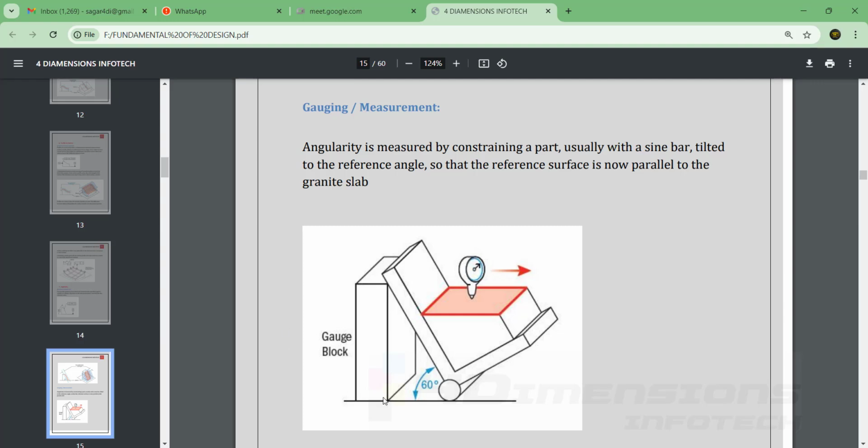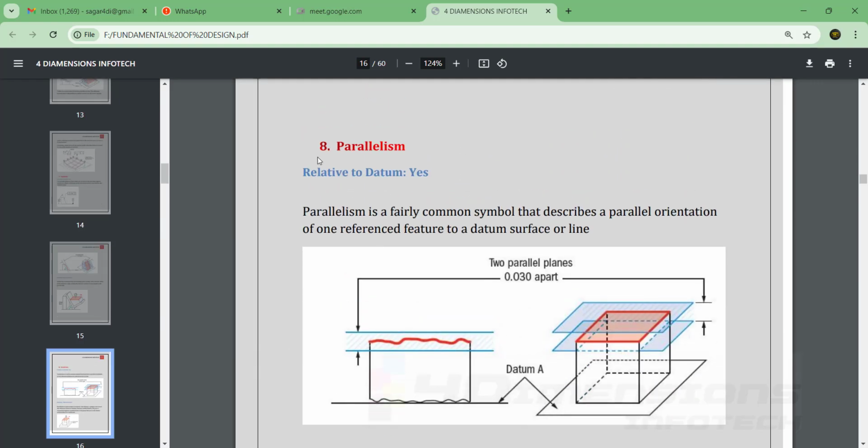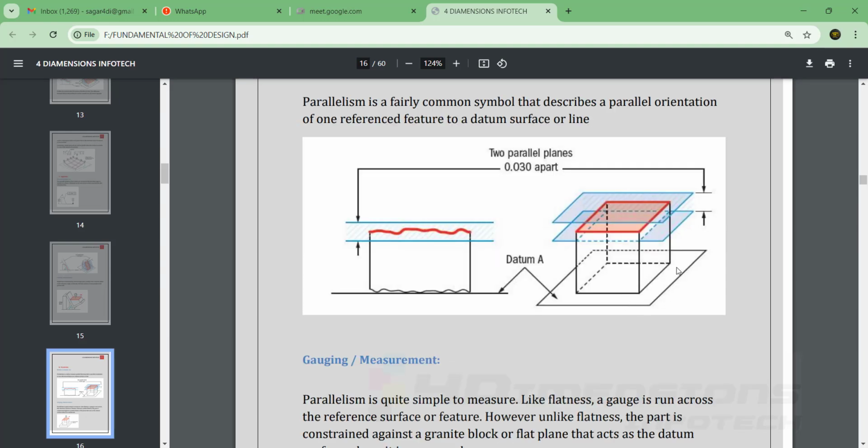You can see the arrangement here. Next here it is given parallelism relative to datum. Parallelism is a fairly common symbol that describes the parallel orientation of one reference feature to the datum surface. So now the bottom surface is the reference surface, and this box upper face, that is this red face, should be parallel to the reference surface. If the deviation occurs, it should occur within this tolerance zone that has been given here.